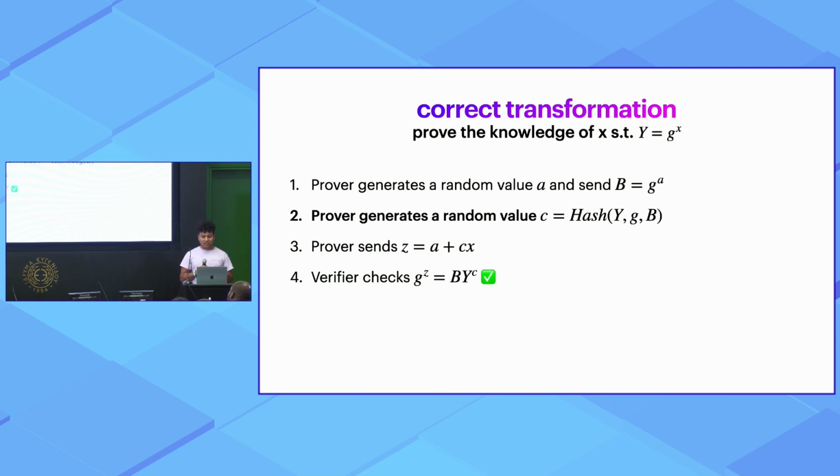Just to fix that, the correct transformation here would be that the hash should include all of y, g, and b, so the public key, the generator, and the b. So this will make it a strong Fiat-Shamir instead of weak.